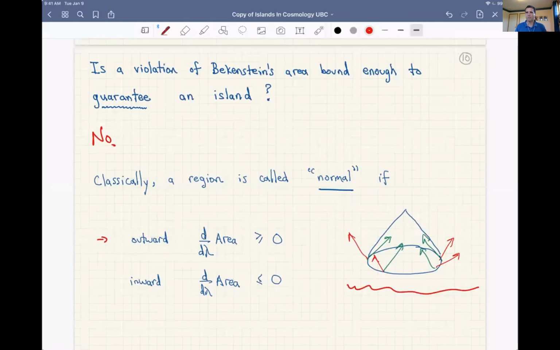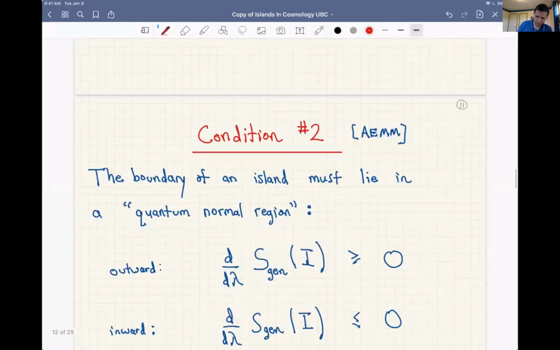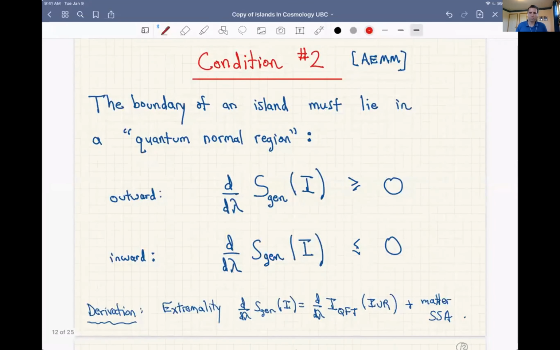As opposed to a trapped region, where both of these light rays would converge. So that's a normal region. Now I can state condition 2, which was also observed in the paper of Almheiri and collaborators in the context of JT gravity in 2 dimensions. So here's condition 2. It says the boundary of an island must be quantum normal. It must lie in a quantum normal region. So a classical normal region was a statement about the area. A quantum normal region is a statement about the generalized entropy. A quantum normal region is a region where if you do an outward null deformation, the generalized entropy increases. If you do an inward null deformation, the generalized entropy decreases.